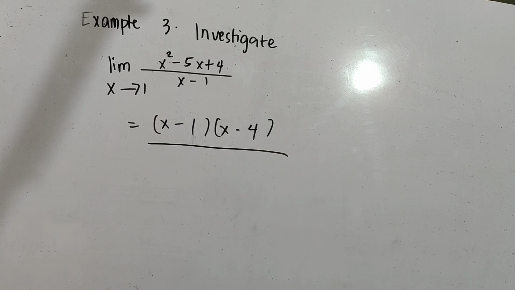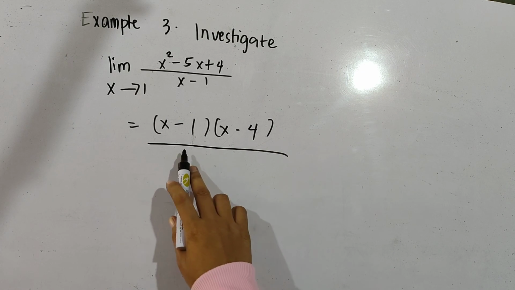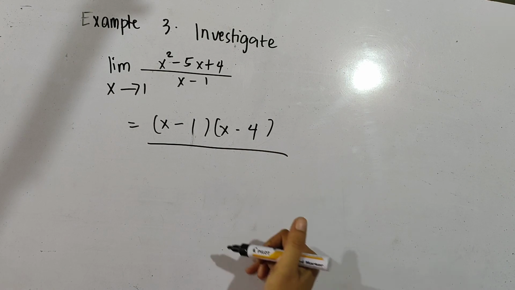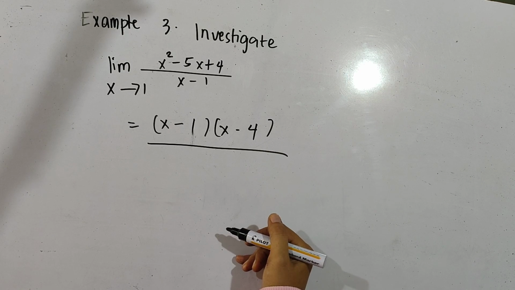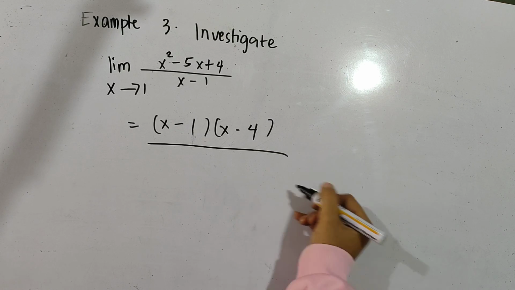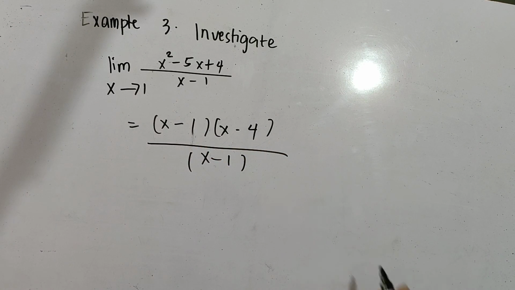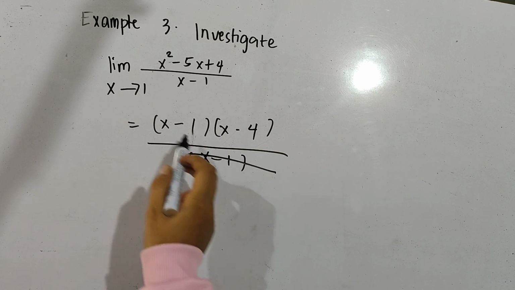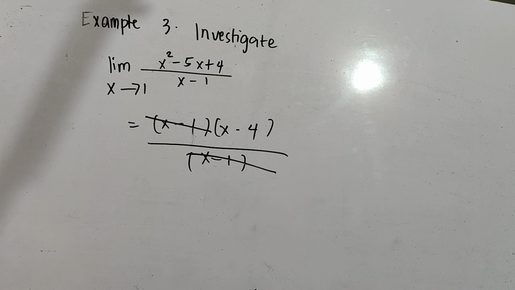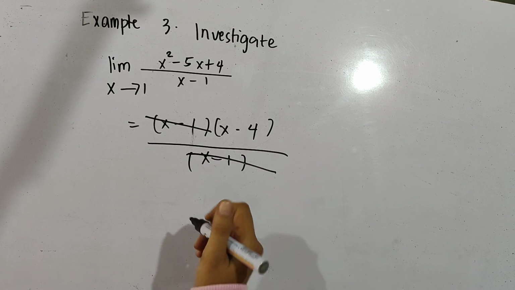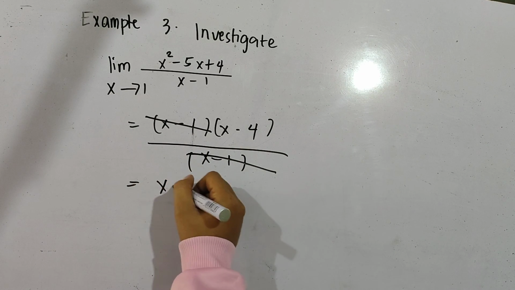So, pwede na nato na siya mahimo nga factor nato para ang atong GCF. Then, over x minus 1. So, pwede na nato makancel si x minus 1. Ang bili na lang is x minus 4.